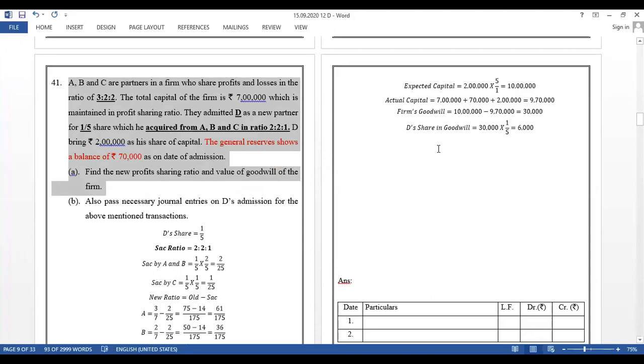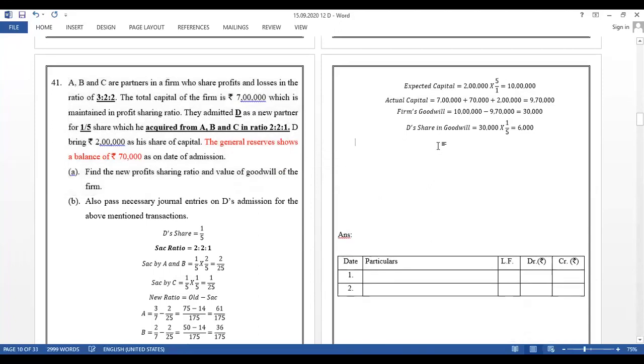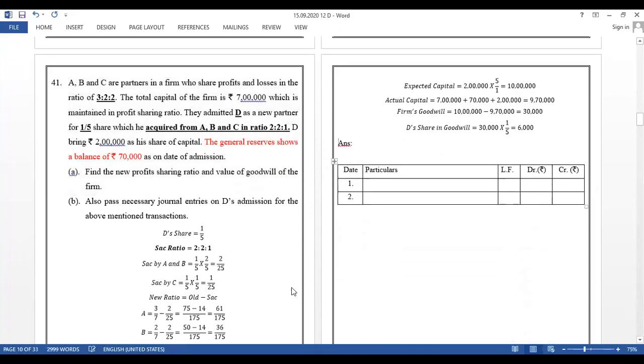So let us write the entries now. This D's share in goodwill is 6,000, and the sacrifice ratio, we can see on the left hand side, is 2:2:1. So this amount of 6,000 will be compensated by D to ABC in the ratio of 2:2:1. We need to write the entries. Entries will be first for capital brought in by D. So cash or bank account will be debited.